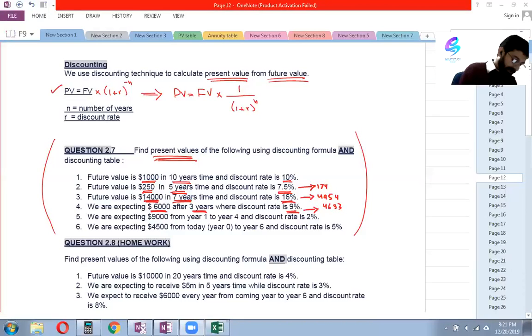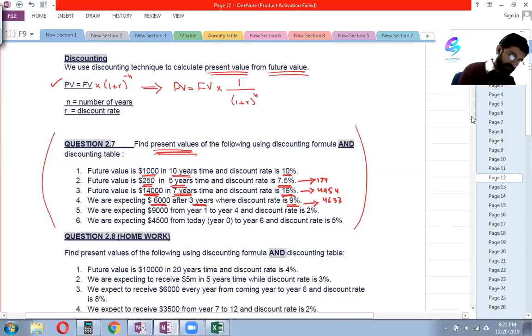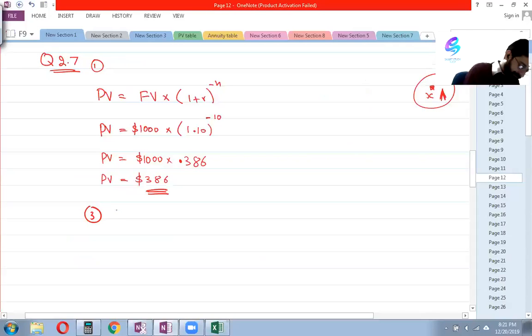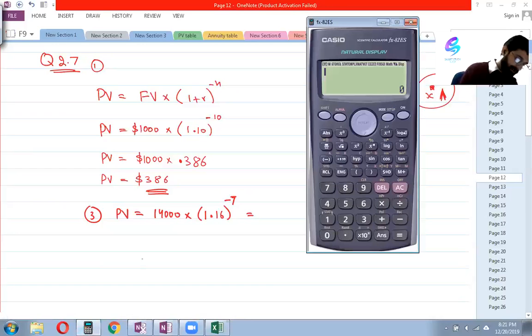Let's quickly do the third one and the fourth one together. So the third one, 14,000 in 7 years time, and the discount rate is 16%. So number 3, future value, 14,000 multiplied by 1 plus R, and the discount rate is 16%, so it will be 1 plus 16%. How many years? 7 years, so minus 7, right? Make sure you write the minus sign, guys.